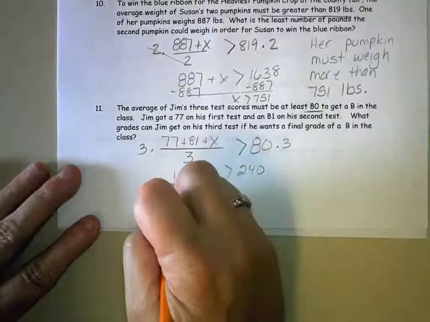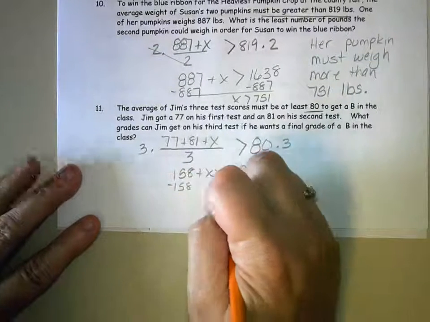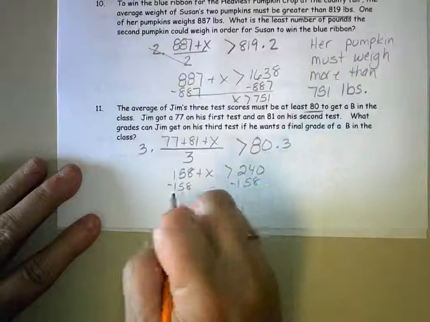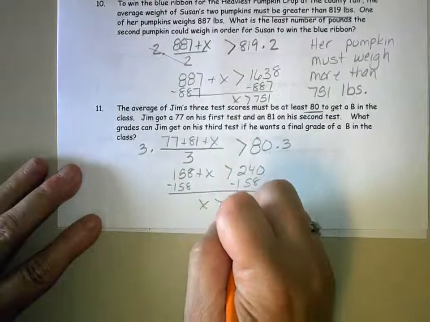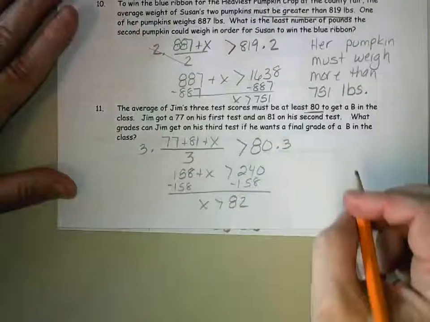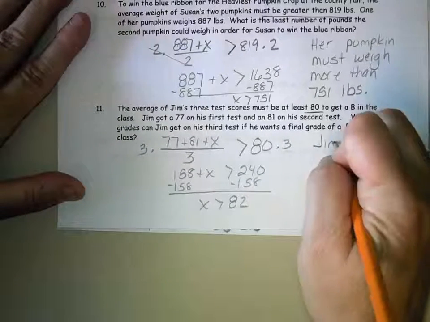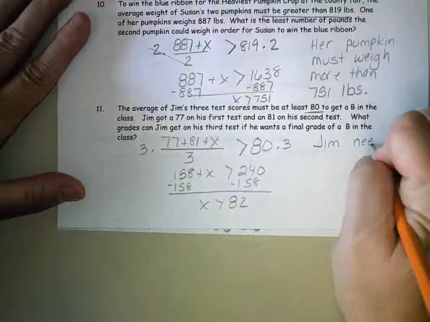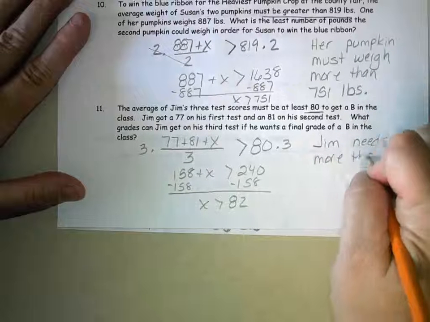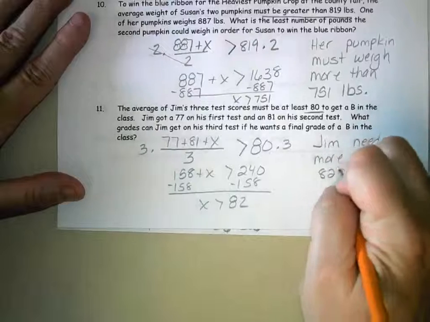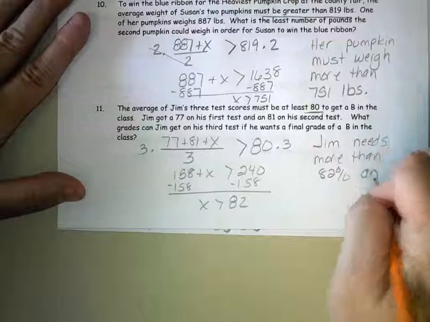And then when we subtract 158 from both sides, you have x is greater than or equal to 82. So Jim needs at least 82% on his next test.